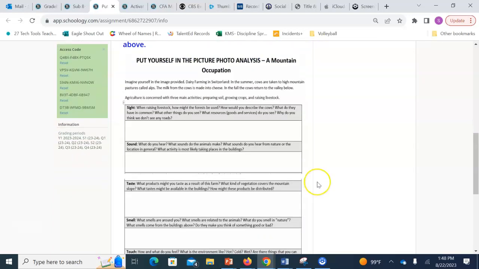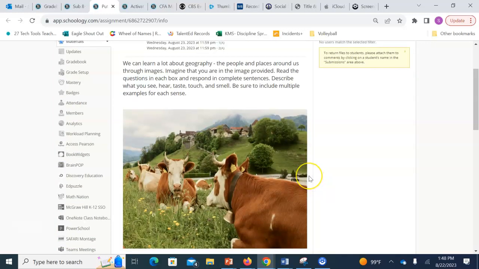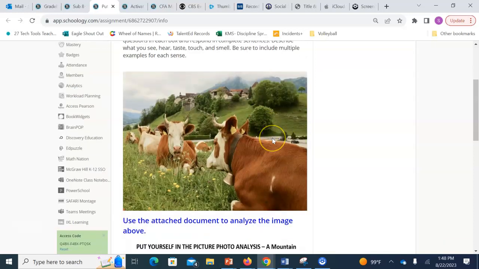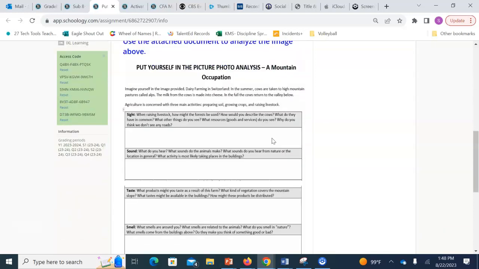All right, that's going to take us to our taste. What products might you taste as a result of this farm? Okay, so the content told you a little bit. We know it's dairy, and we know that one of the things that they make is cheese. So what other things might you be able to get from dairy products? Okay, so what are some things that could come from this, some taste that you might have?